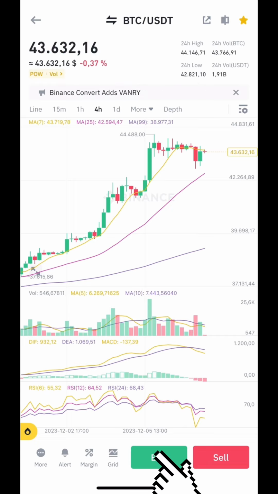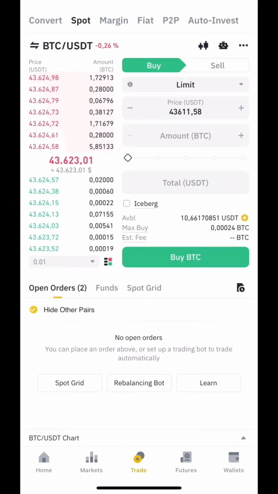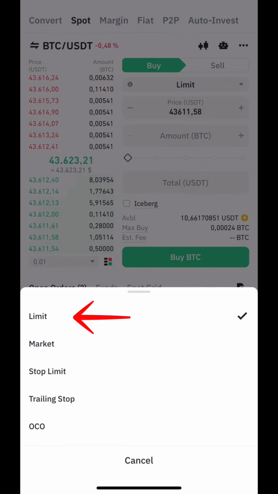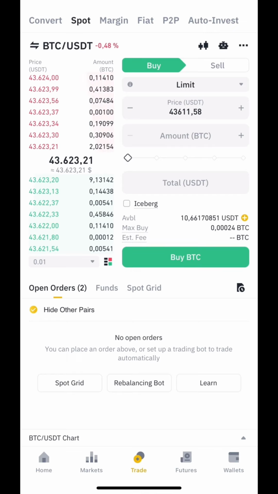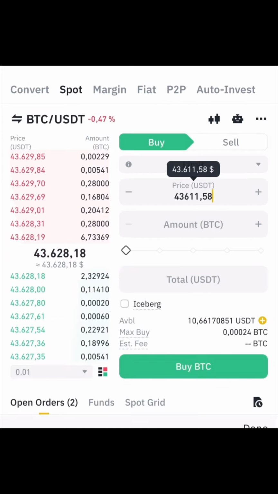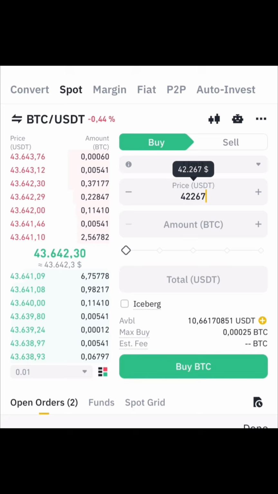Alright, now press the button Buy. First, we need to be sure that we choose Limit Order. Next step will be putting the price at which we will buy. In my option, I want to buy Bitcoin when the price will be at 42264.89.